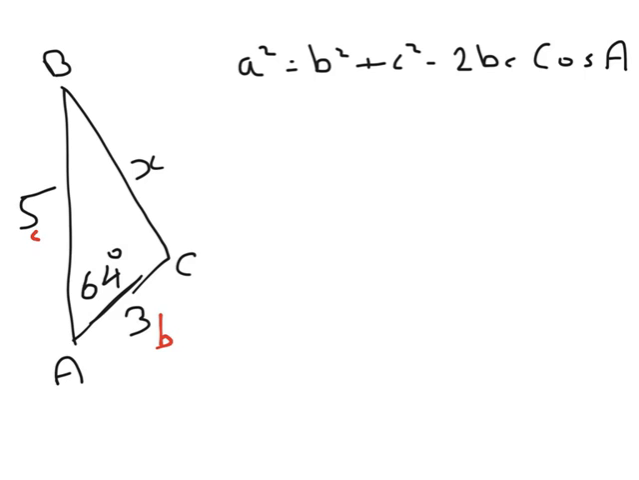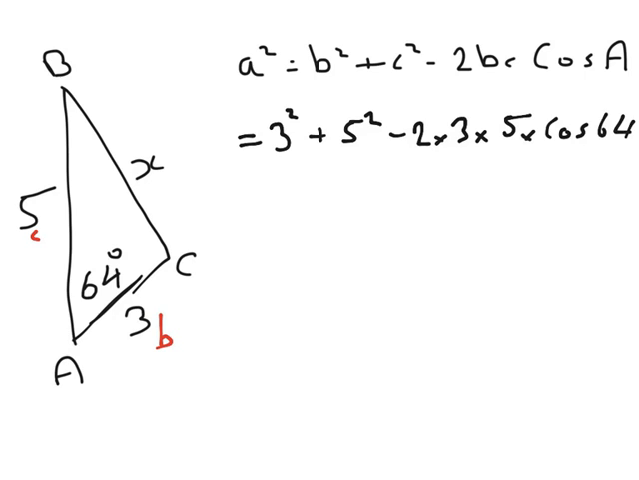So we're looking for x squared, and it's going to be equal to b squared, which is 3, plus c squared, which is 5, minus 2 times 3 times 5 times the cos of 64. Okay, and when you just fire that into your calculator, you get a value of x equals 4.6.